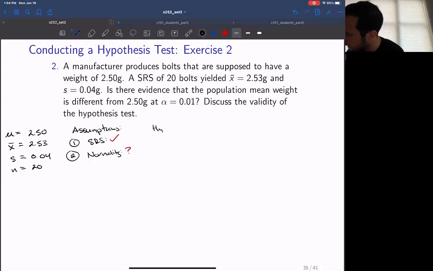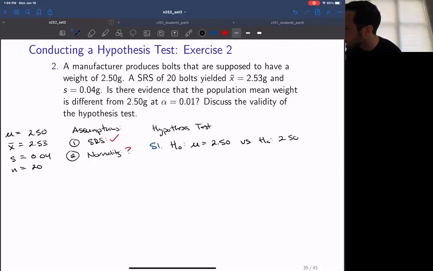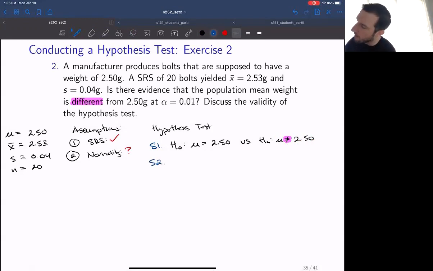Okay, so now we'll start working through the actual test. On step 1, we will state our hypotheses. The question asks, is there evidence that the population mean weight is different from 2.50? So in this situation, we will have a 2-tailed test. Notice here we have the does not equal sign, which corresponds to being different from. So we're reflecting the question of interest through the alternative hypothesis, which is always the case when we're conducting our hypothesis tests. On step 2, we state our significance level, which is alpha 0.01.